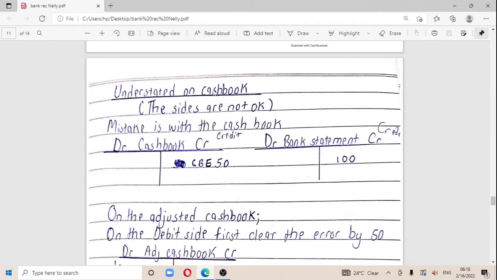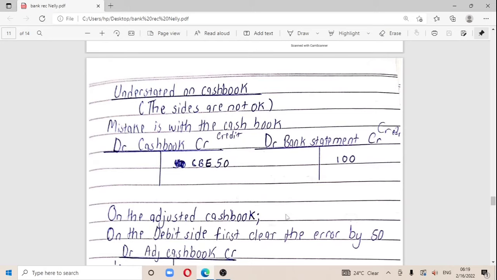You're having an understated figure on the cash book, but the sides are not okay. So here the mistake still is with the cash book. Remember, you know that your bank statement is correct. So you're having a credit and also a credit. You must make sure that if you're having 100 on this side, you must also have 100 on the debit side, but you're having 50. Remember, it is understated on the credit side.